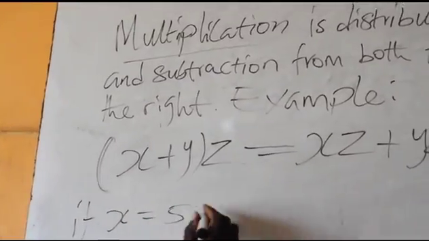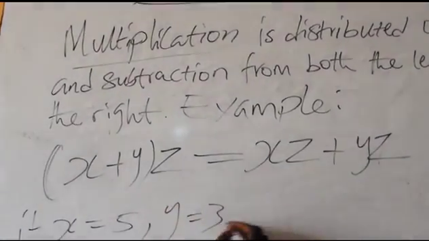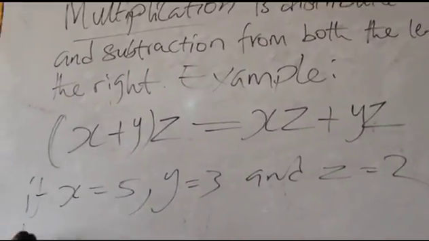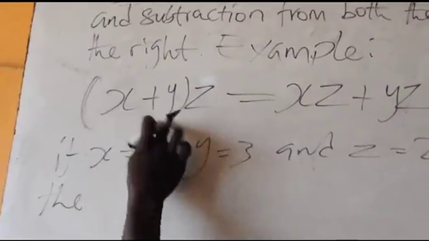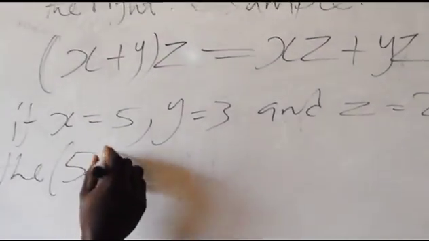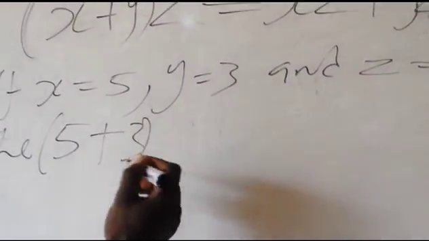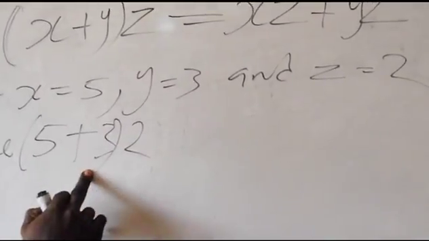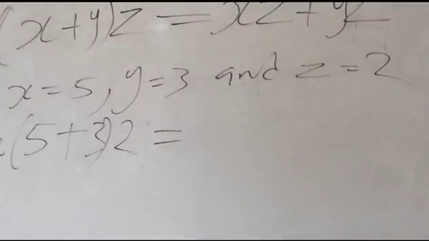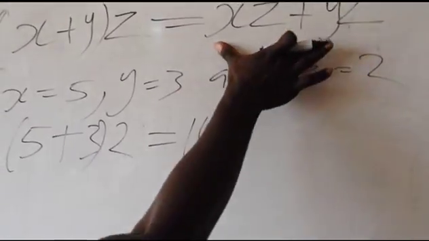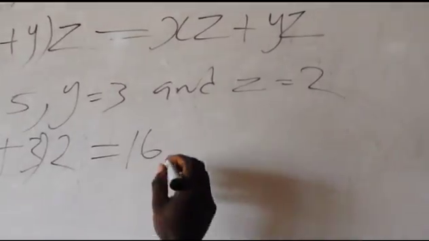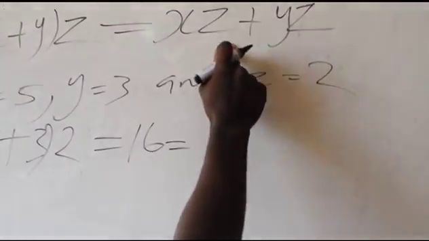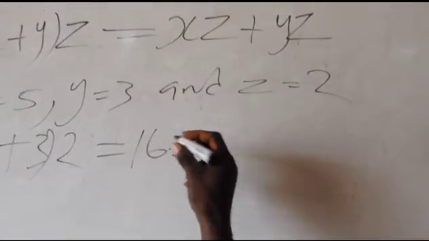So if x is equal to 5, y is equal to 3, and z is equal to 2, then x is 5 plus 3 times 2. 5 plus 3 is 8. 8 times 2 is 16. So let's look at this now. Here we have x is 5, z is 2. So 5 times 2 is 10.